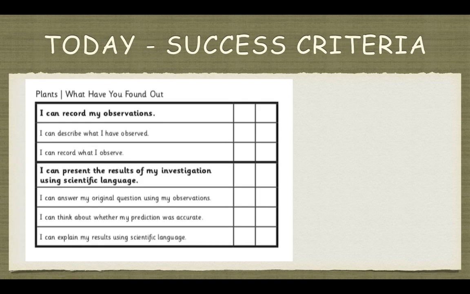So I'm going to move on to a new success criteria which we're going to look at today. So today you need to be able to record observations. And part of that will be to describe what you observed. And then also to record what you observed. And the one below that, you're going to present your results by investigating and using scientific language.